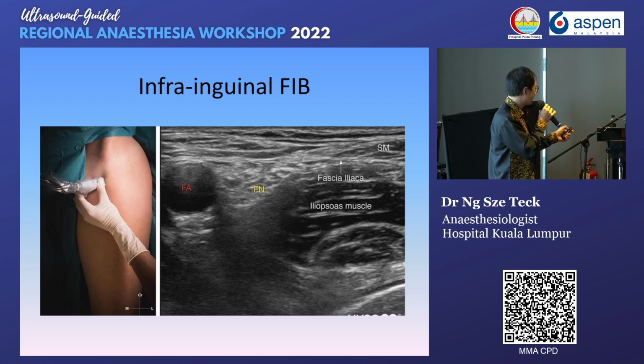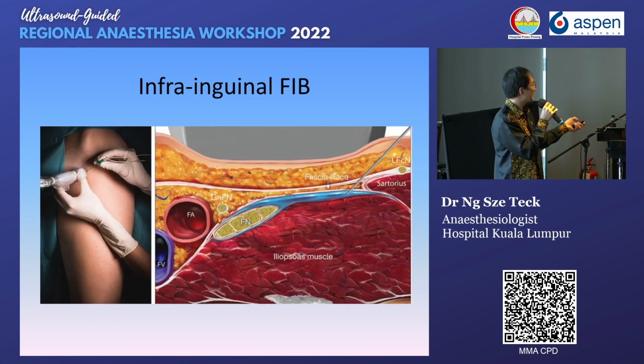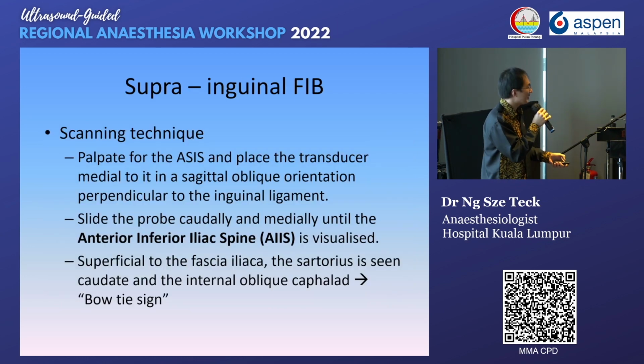So these are the pictures of the infrainguinal approach, just like the femoral nerve block. Okay, but you inject lateral, you don't target the nerve, you target the fascia. And observe the spread. Using high volume, you see the spread laterally and cranio-caudally. But the next is the suprainguinal approach.